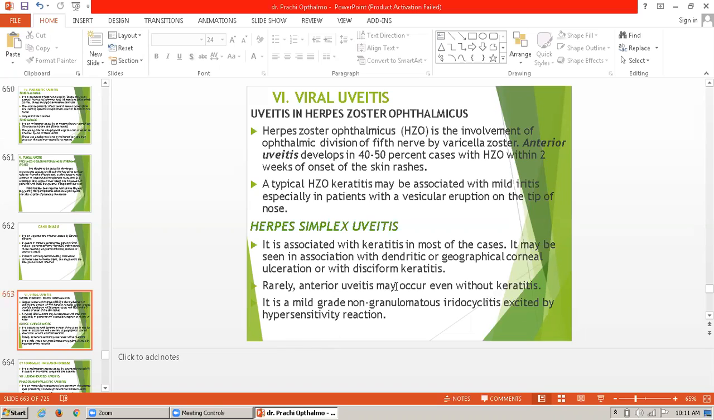So, herpes simplex uveitis is associated with keratitis in most of the cases, but it may be seen in association with dendritic or geographical corneal ulceration or disciform keratitis. And rarely, anterior uveitis may occur even without keratitis. It is a mild grade non-granulomatous iridocyclitis which is excited by hypersensitivity reaction.